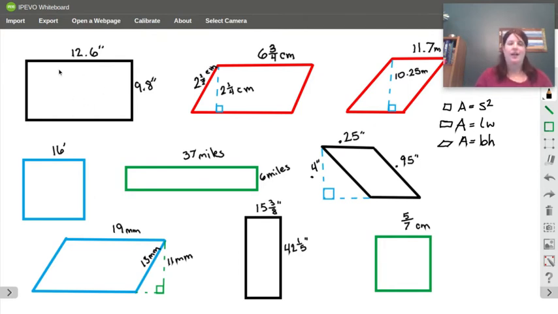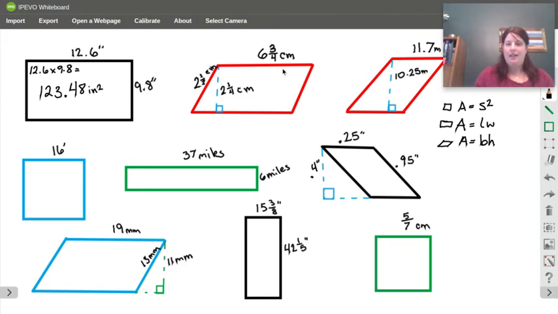It's pretty simple. All right, so this first shape is a rectangle. So we're going to use this formula, the length times the width. So we have the length and the width. So we'll do 12.6 times 9.8. And that gives us, I'll write it down right here, 12.6 times 9.8 gives us 123.48 inches squared. Okay. How about this next one? So here we have some mixed numbers. So this takes a little bit of time to put into the calculator, but we have a parallelogram here. Okay.